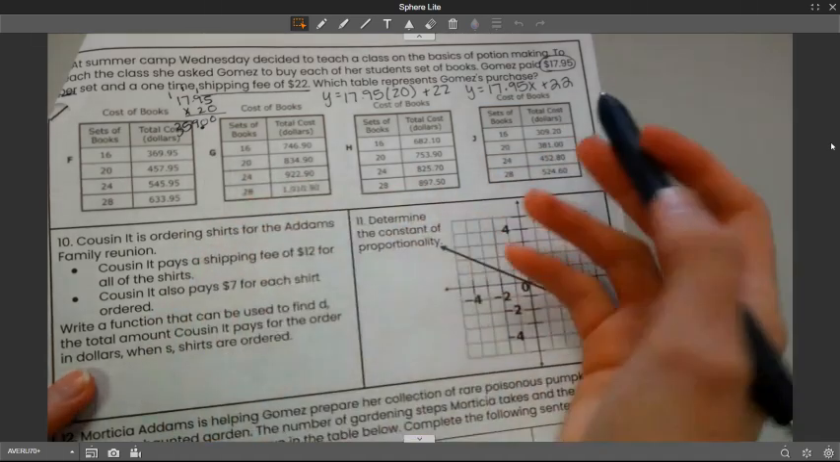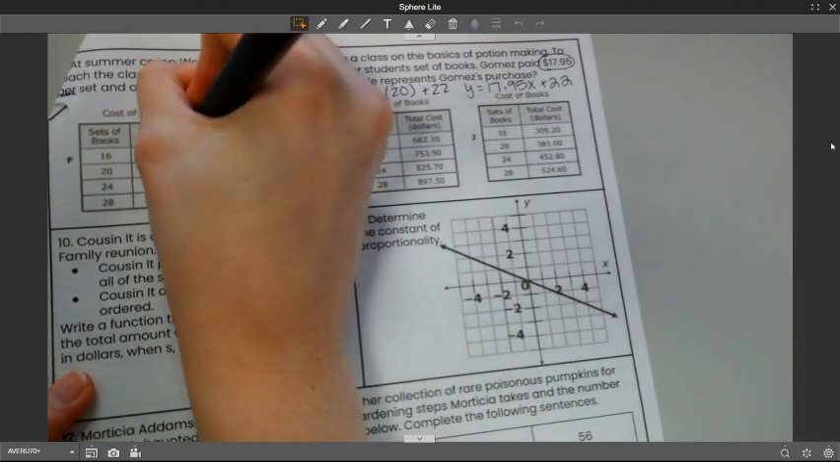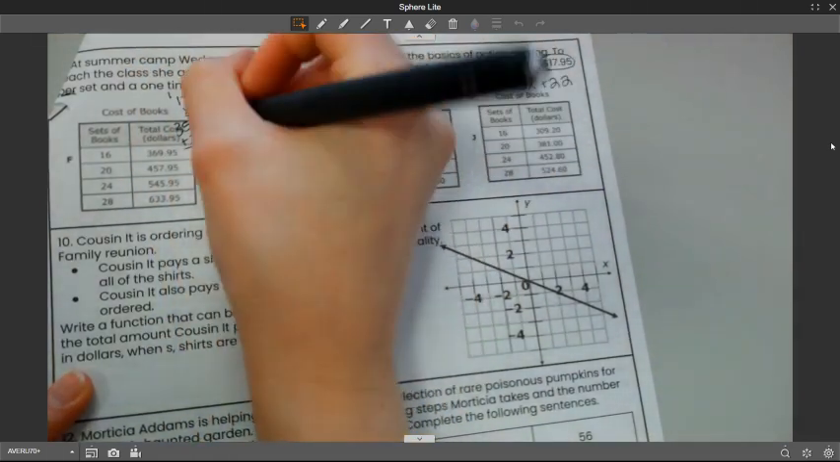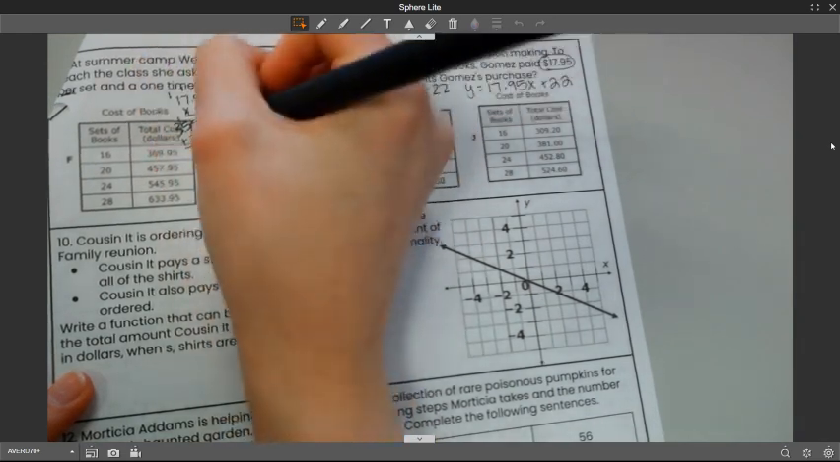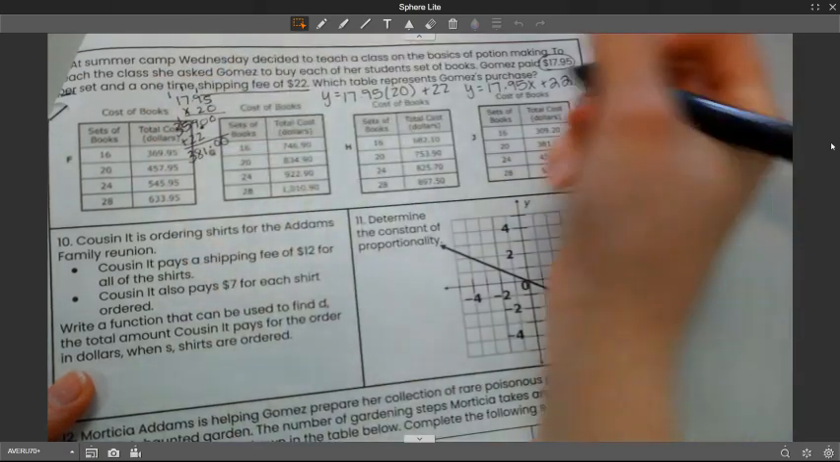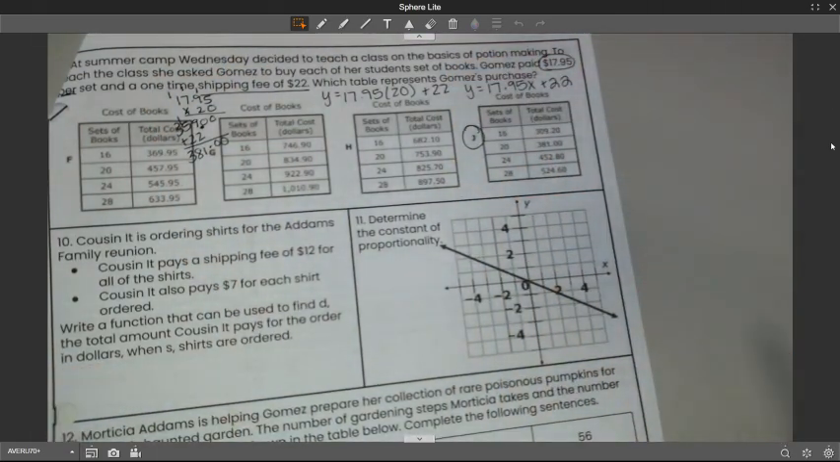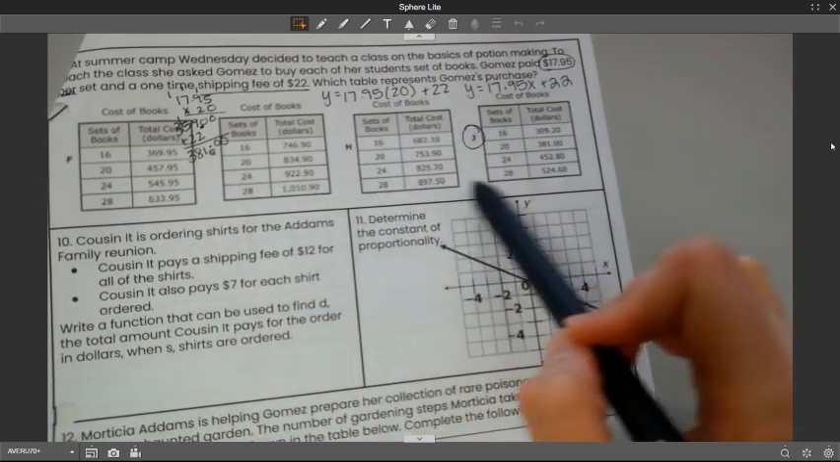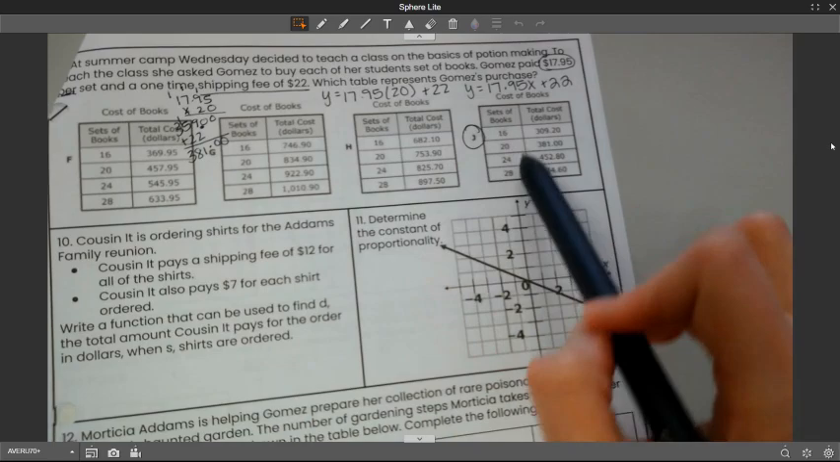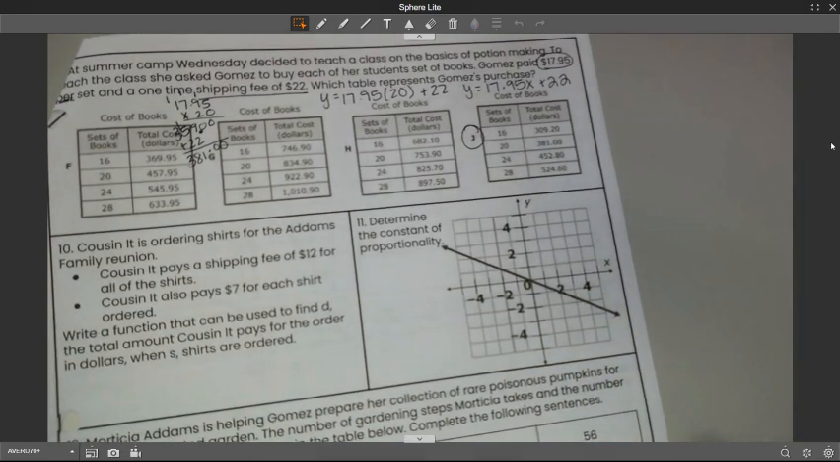Oh, and then we have to add our $22. I forgot about our y-intercept. So when I add 22, we keep our zeros. 9 plus 2 is 11, carry the 1. 5 plus 3 is 8. So $381, which is J. So all I did to solve this is I took my x value that was in all of the tables and I plugged it in to see which would get me the matching y value.